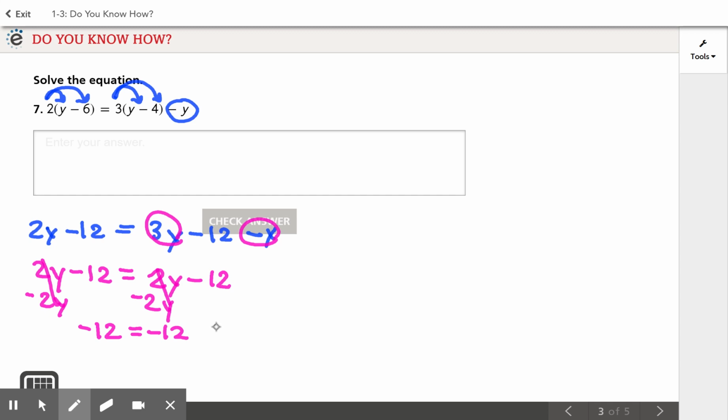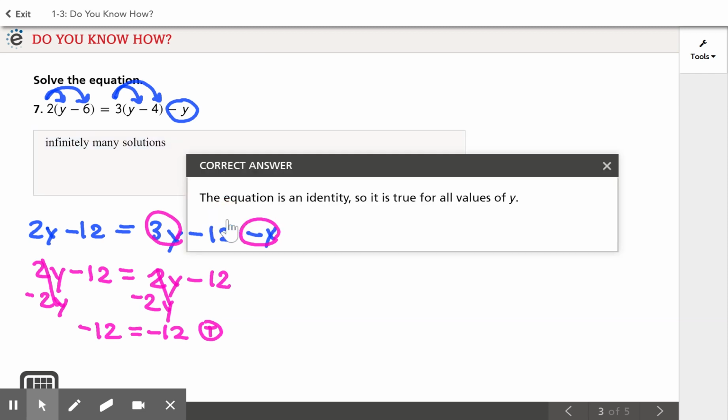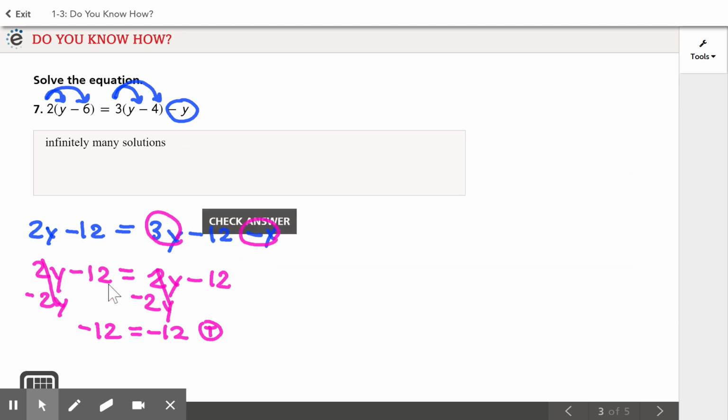So some of you are thinking that a true statement is the actual answer. It's not. When the variables go away and you're left with the number equaling itself, it's actually infinitely many solutions. That is the answer. So the equation is an identity. So it's true for all y's. It's an identity because it's the same equation on the left as on the right. Same number on the left as on the right. So that means it works for every single number you put into that variable.